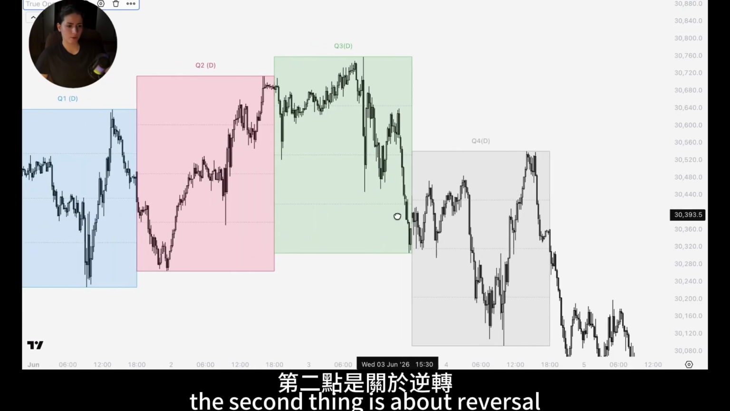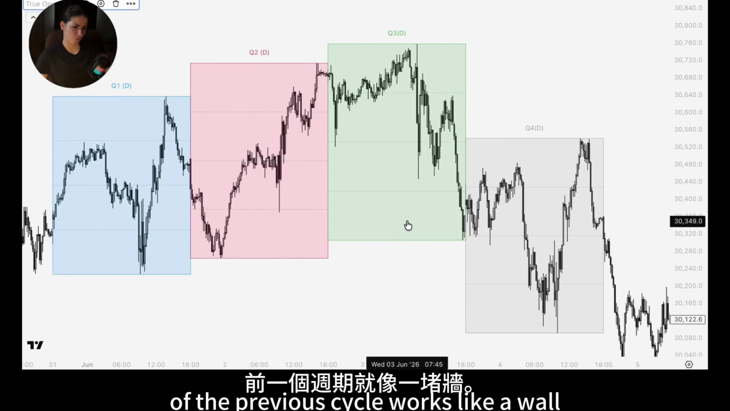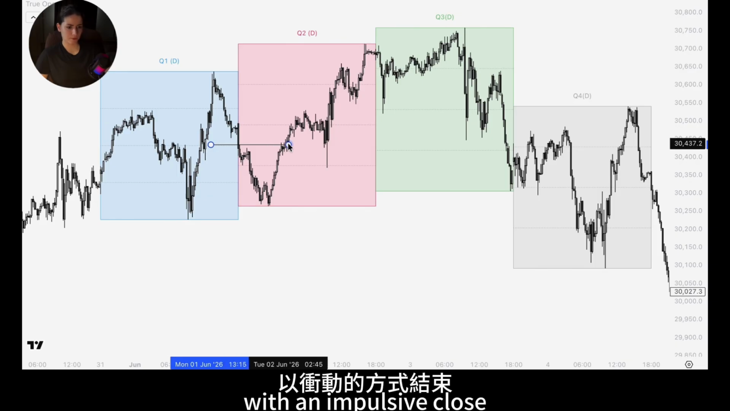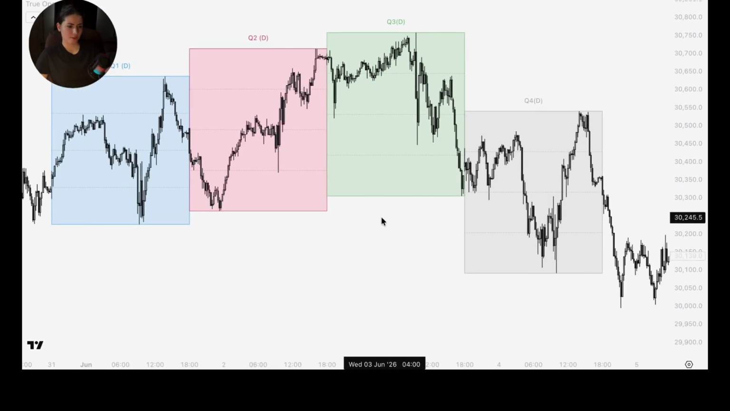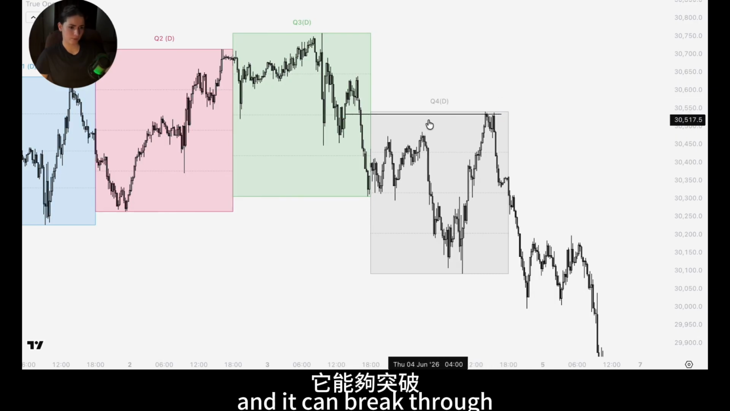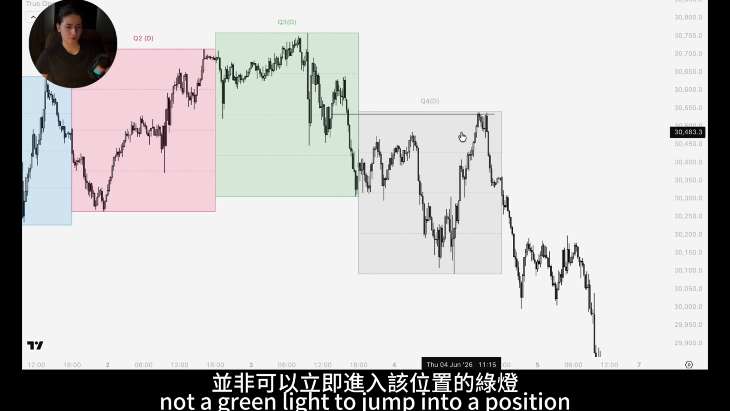The second thing is about reversal. For me, the 50% level of the previous cycle works like a wall. When the market is really strong, it closes through it with an impulsive close. When the market is weaker, that level holds the price back and it can reverse. This is a piece of context, not a green light to jump into a position.